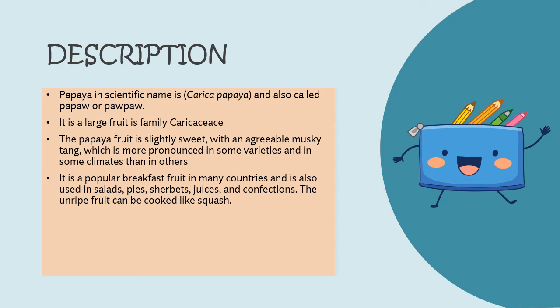So papaya in scientific name is called Carica papaya and also called papaw or pawpaw. It is a large fruit in family Caricaceae. The papaya fruit is slightly sweet with an agreeable musky tang, which is more pronounced in some varieties and in some climates than in others. It is a very popular breakfast fruit in many countries, including Malaysia, and also used in salads, pies, and juices.